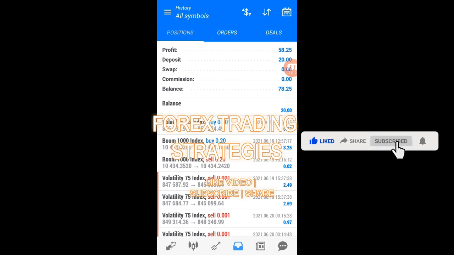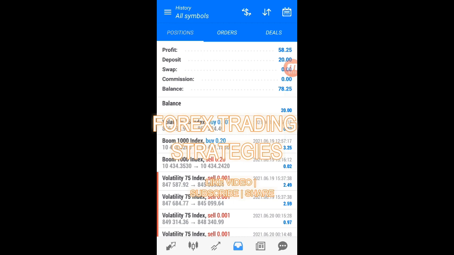Well, that's the nature of these synthetic indices. They move, and if you are on the good side, you tend to make money in a short period of time. Of course, the risks are there, but yeah.